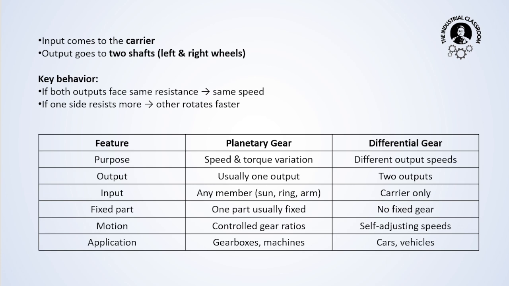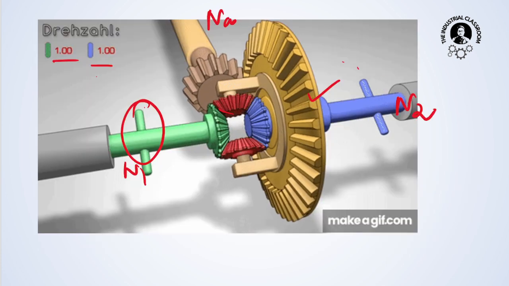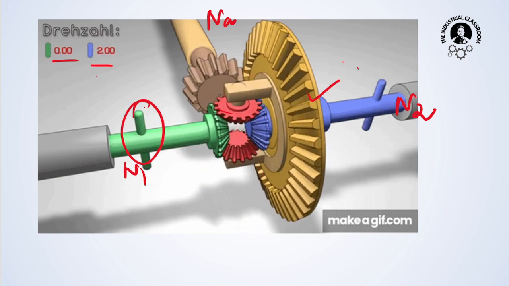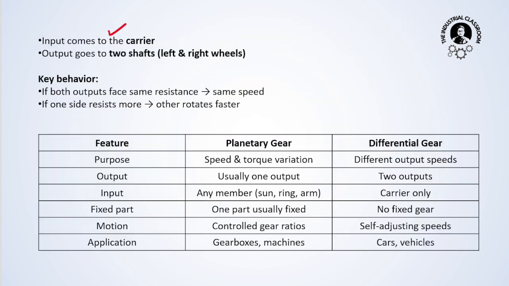Now let us learn that input comes to the carrier, this is the carrier here. Input comes to the carrier, then the output goes to the two shafts, or the left and right wheels. If both outputs face the same resistance, then they will move with the same speed. If one side resists more, then the other rotates faster.